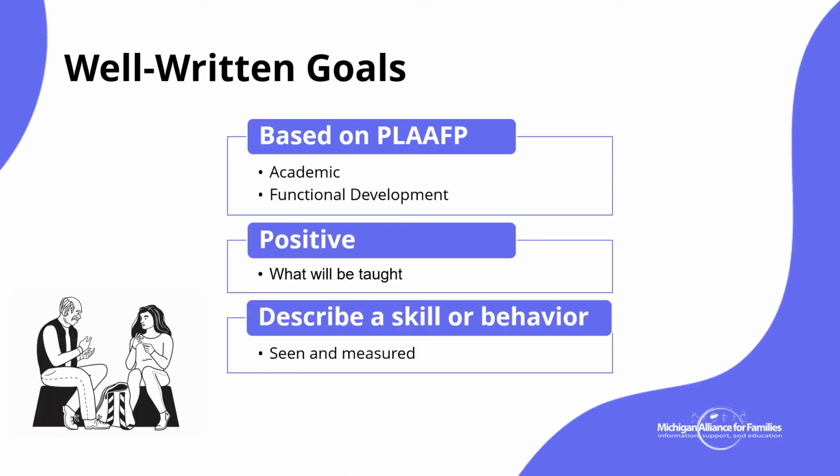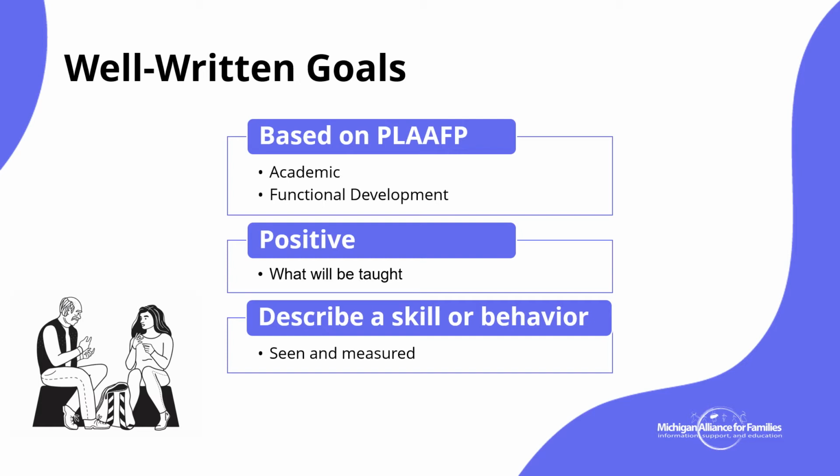Well-written goals should be based on information from the present level of academic achievement and functional performance. If those are new words, there's another video called the PLAF that I encourage you to check out. One of the big things that I want you to always remember about the PLAF is that it's the foundation for the whole IEP. So anything in the goals or in the accommodations or modifications or the services should tie back to the present level of academic achievement and functional performance.